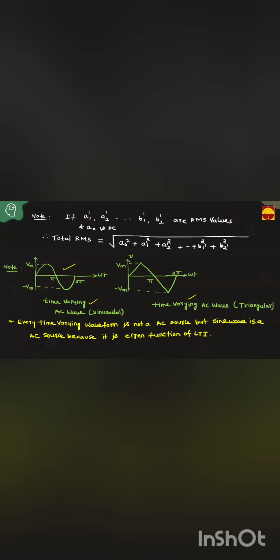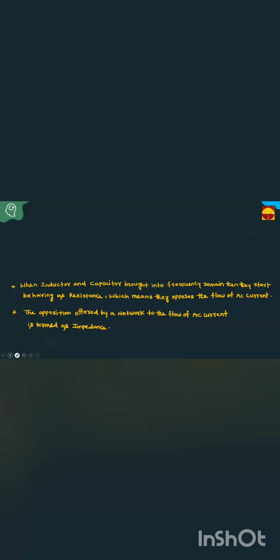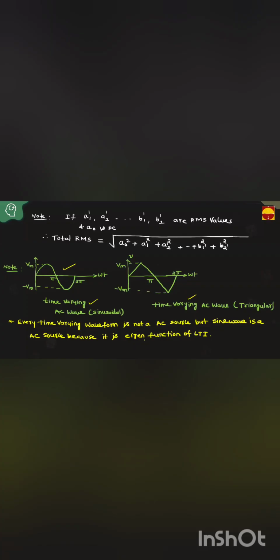What do you mean by eigen function? Input function and output function are the same. A particular function is said to be an eigenfunction of an LTI system if its input and output are the same, but the phase may be different and the amplitudes may be different. The function is the same. Then we can say that it is an eigenfunction.